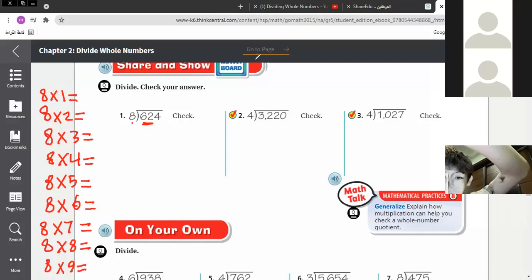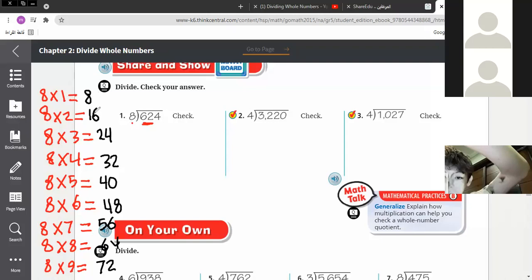So do you remember what is 8 times 1? 8. 8 times 2 is 16. 8 times 3 is 24. 8 times 4 is 32. You need to write this. 8 times 5 is 40. 48. This is table 8, so we need to add 8 each time. 56. 64. 8 times 9 is 72. Okay? Now please do 62 divided by 8.